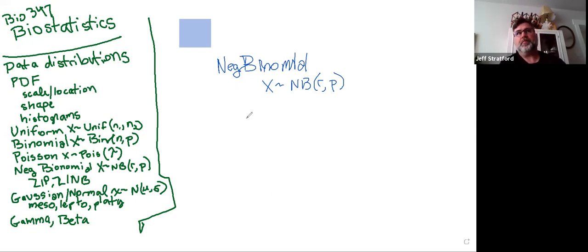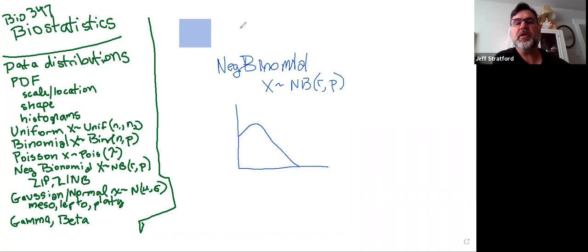The negative binomial is a generalized distribution for counts, where the Poisson is a special case. It's a special case because the mean and the variance are the same. The negative binomial distribution, you don't have that. So let's say you have an average count of 5. Then your Poisson may look like this.